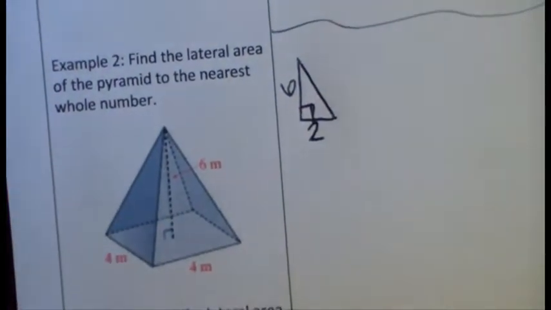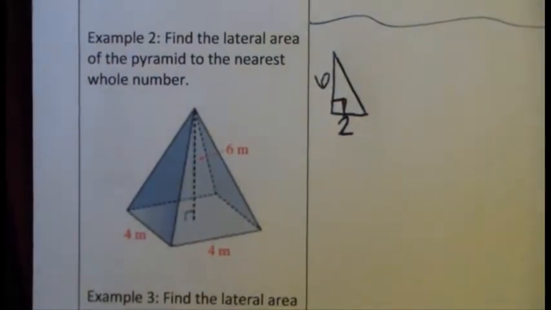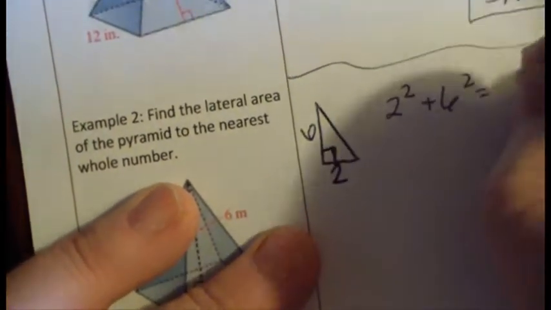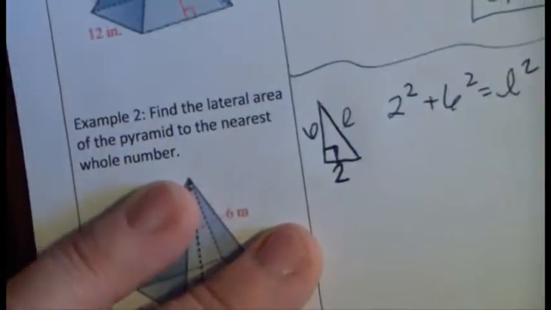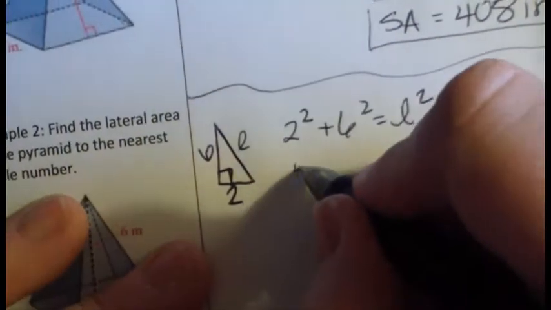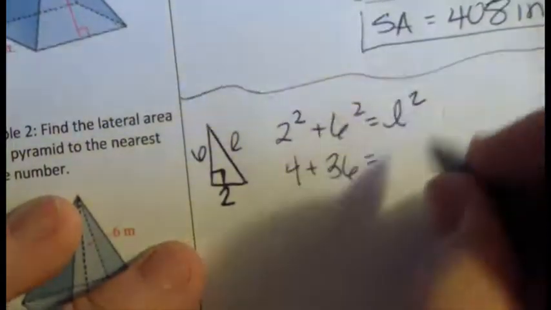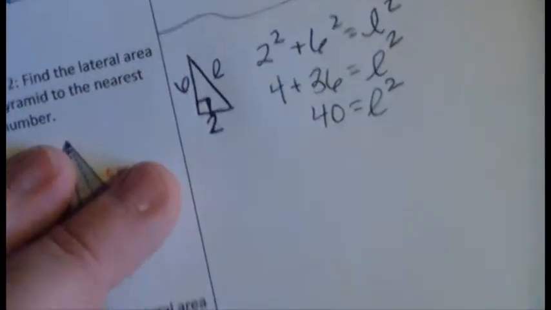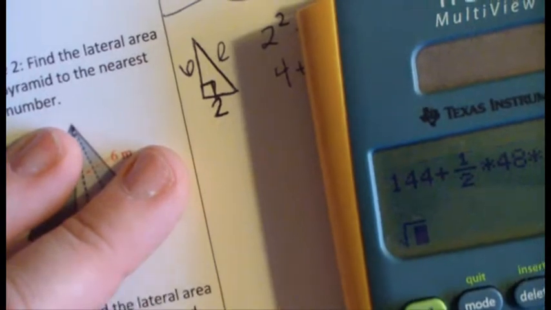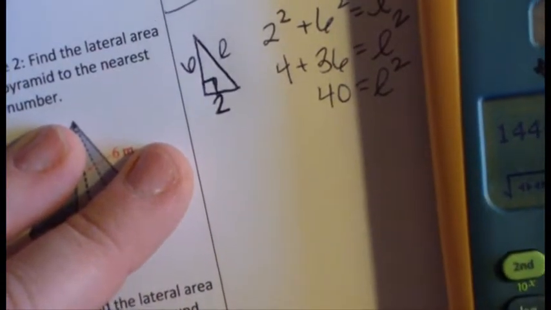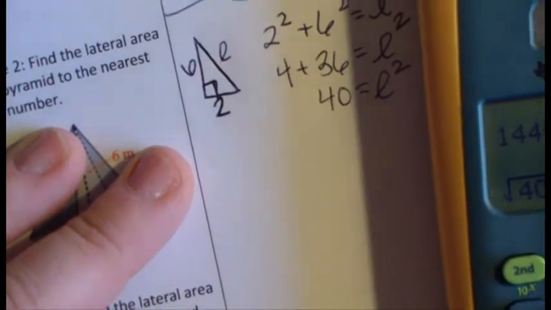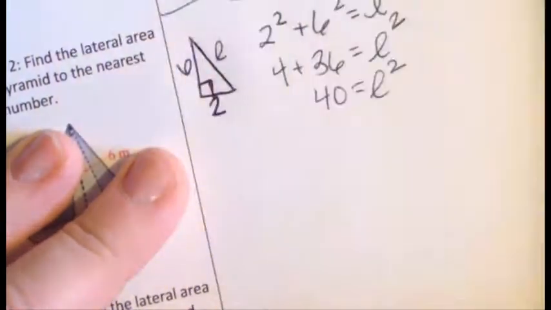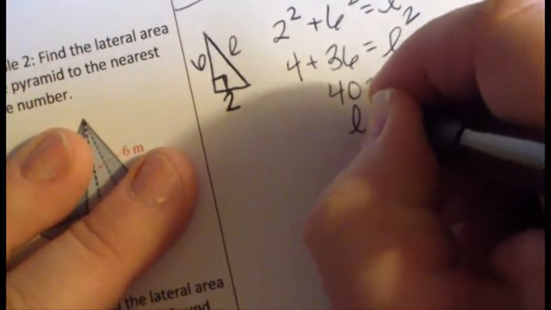And this is a right triangle, so we can do Pythagorean theorem. So it's going to be 2 squared plus 6 squared, and that's going to give us our slant height squared. So that's 4 plus 36 equals L squared, which is 40. So to the nearest whole number, the square root of 40 is 6. So we'll put in 6 for our slant height.